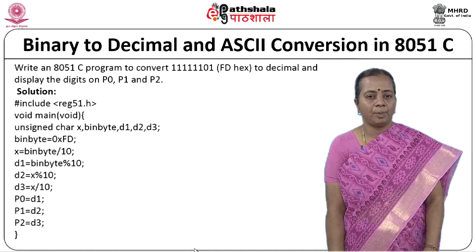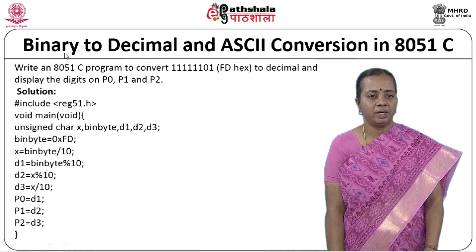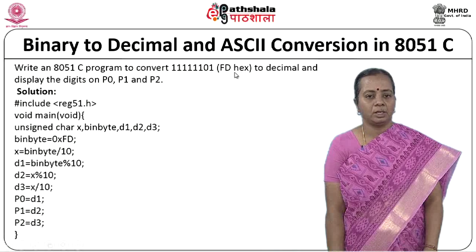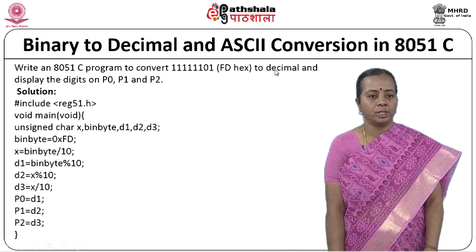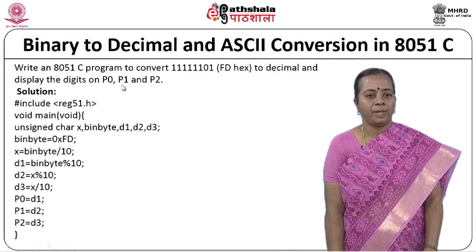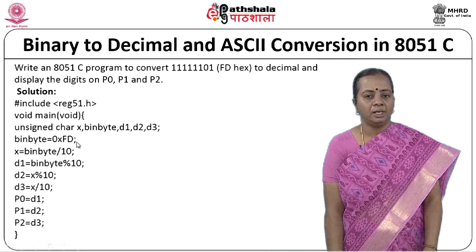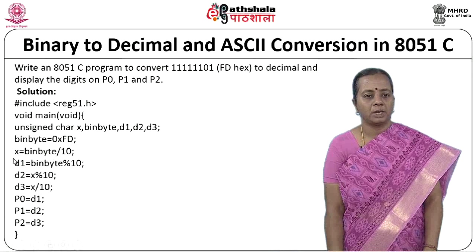So this is another example where your data is converted from binary to decimal and ASCII conversions in 8051 C. Just see that if I have something like FD as the hex data, which has to be converted into decimal and the digits displayed at P1, P2, P3, I need to find out what the decimal values will be. So I will be extracting each and every decimal digit, which has to be assigned to port 0, port 1 and P2.